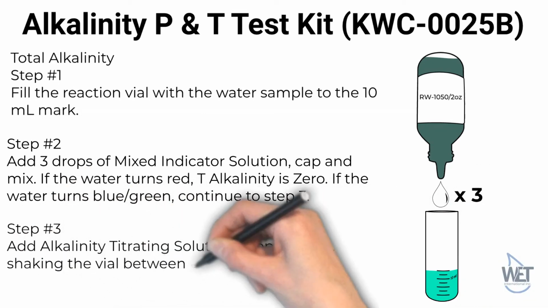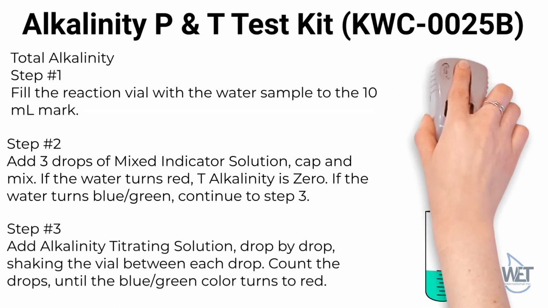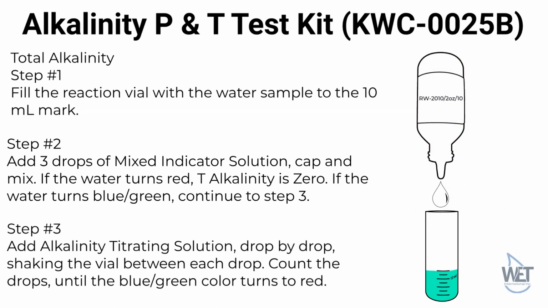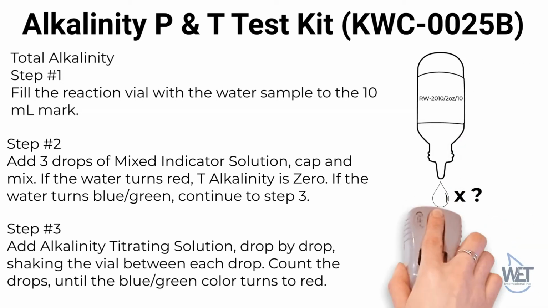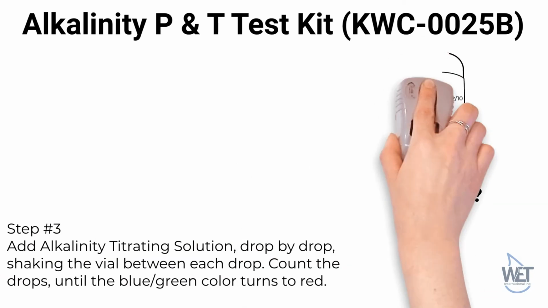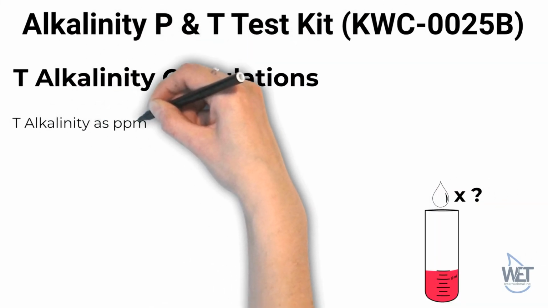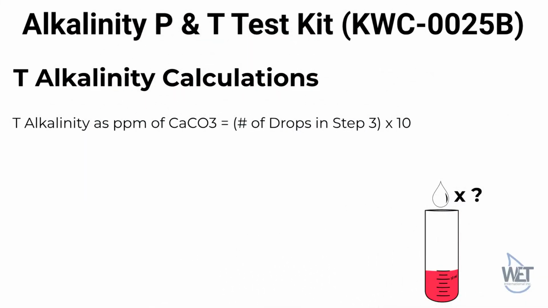Step number 3. Add alkalinity titrating solution drop by drop, shaking the vial between each drop, and count the drops until the blue-green color turns red. Total alkalinity calculations. Total alkalinity as ppm of calcium carbonate equals the number of drops in step 3 times 10.